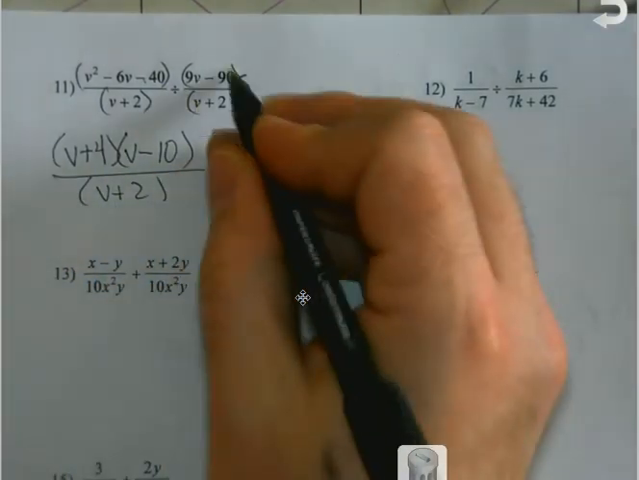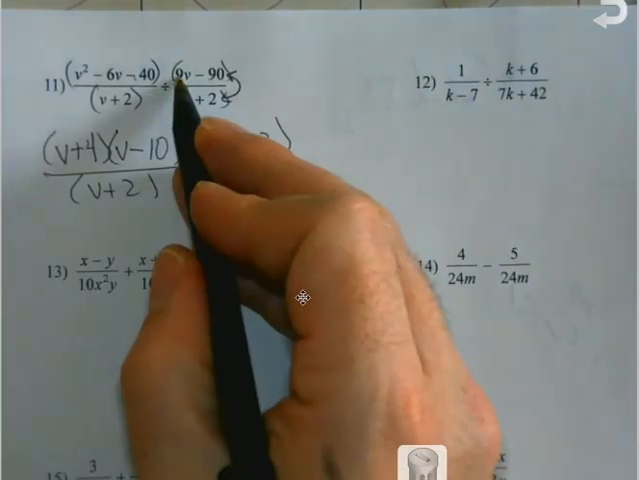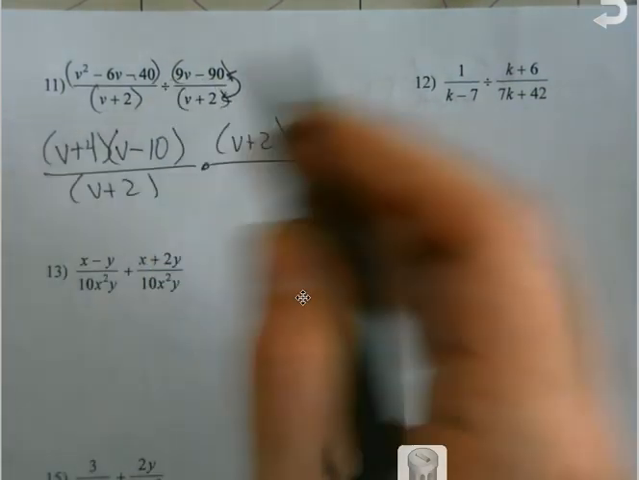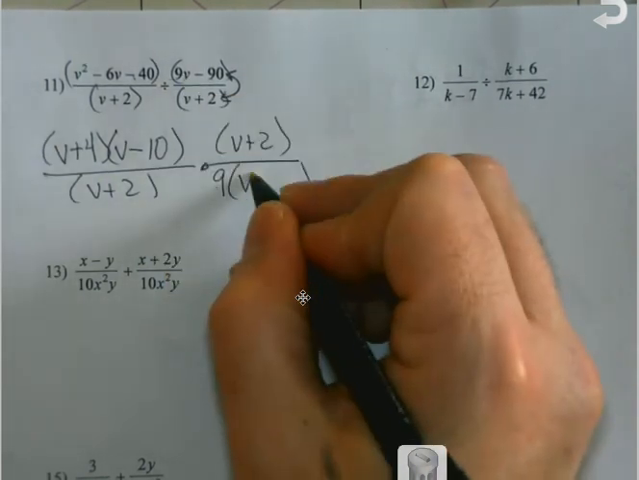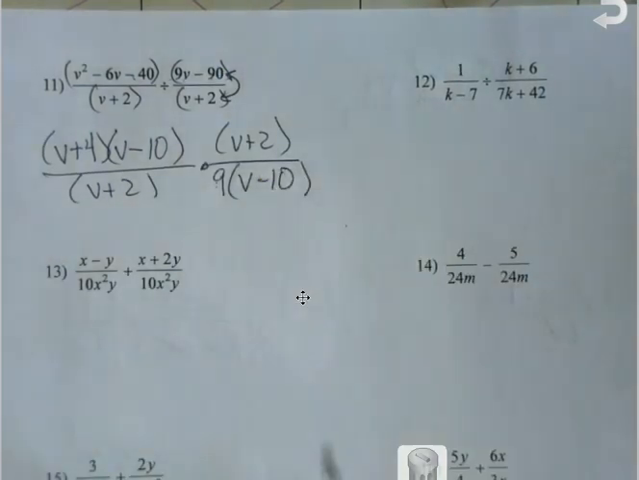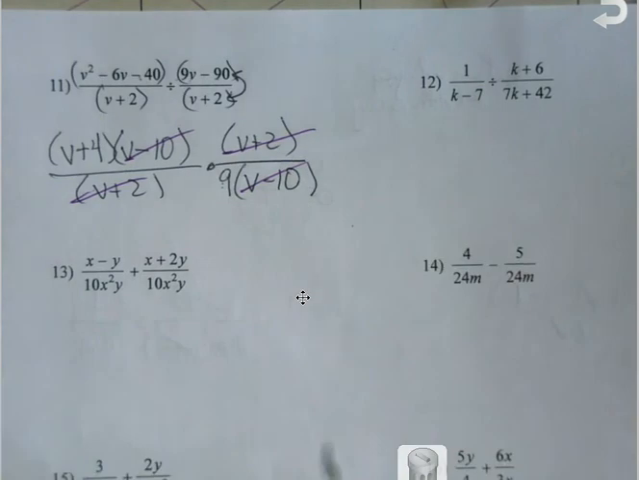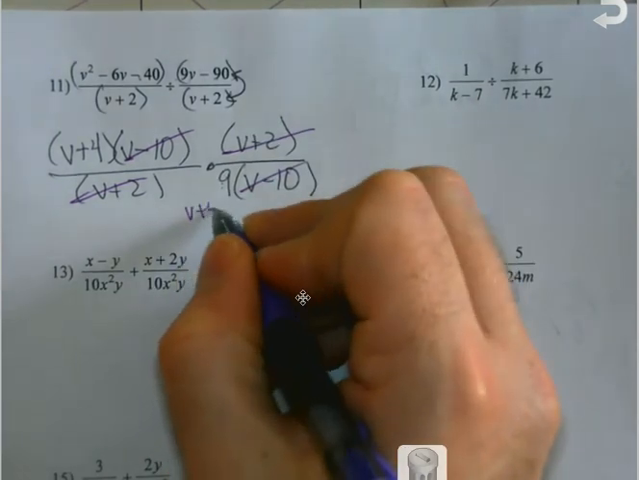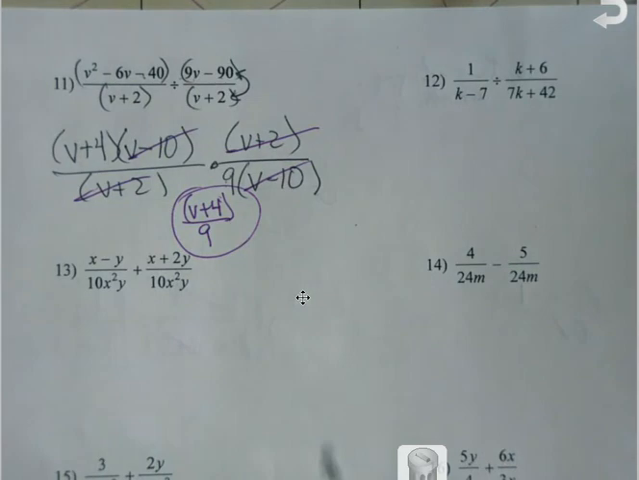And then here, remember, these flip. I can take a 9 out of both. Sometimes that's all I can do. 9 times what gets me to 9v? V. 9 times what gets me to negative 90? Negative 10. And once I'm fully factored, now I can go back and start looking for things that are identical to whack, and go about my business.